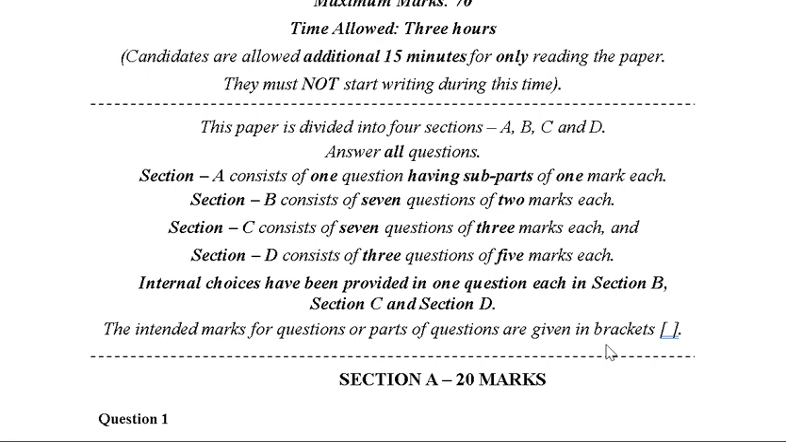Section A consists of one question having subparts of 1 mark each. Section B consists of 7 questions of 2 marks each. Section C consists of 7 questions of 3 marks each. And Section D consists of 3 questions of 5 marks each. Internal choices have been provided in one question each in Section B, Section C and Section D.